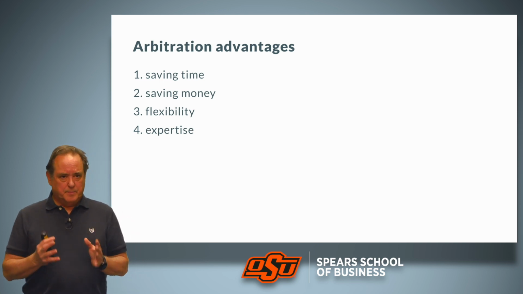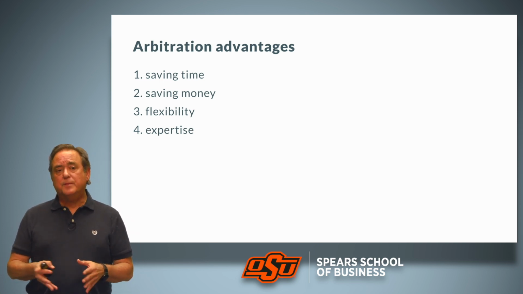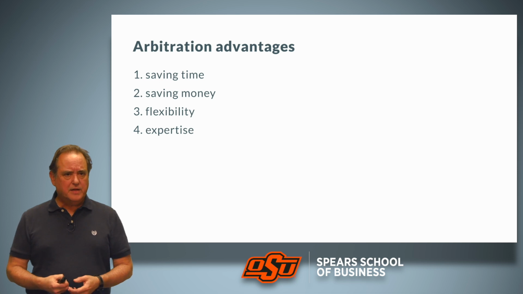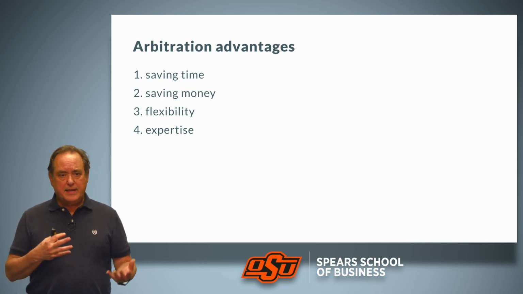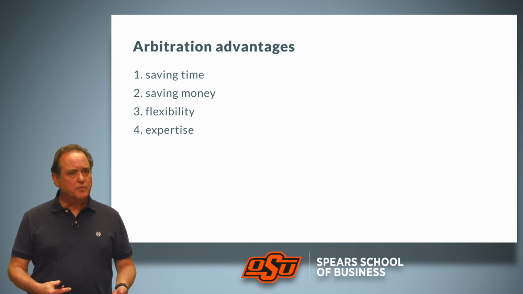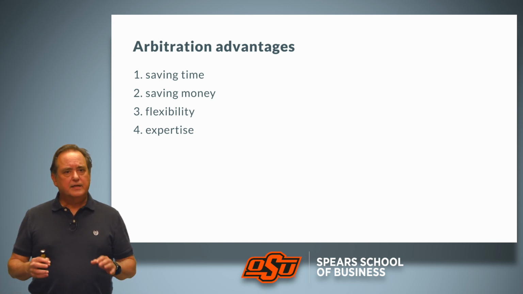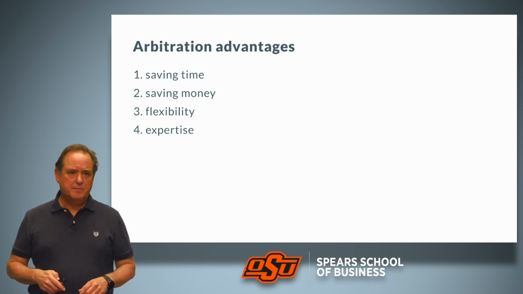Flexibility. Again, unlike litigation, the parties can agree on the rules themselves. They can use whatever rules they want to use, and they can put in whatever time limits they want to put in. They can provide for the discovery of evidence from either side. Very flexible methodology.